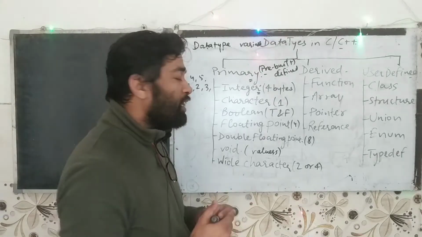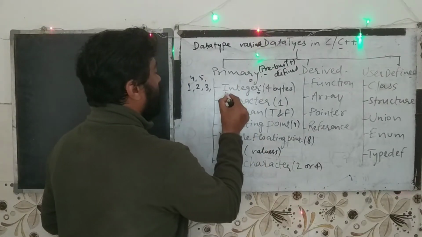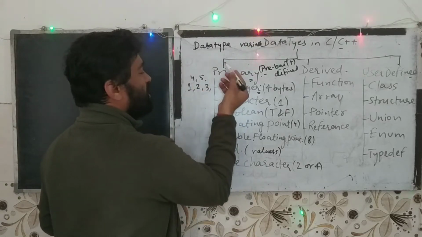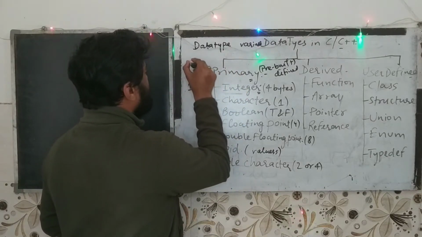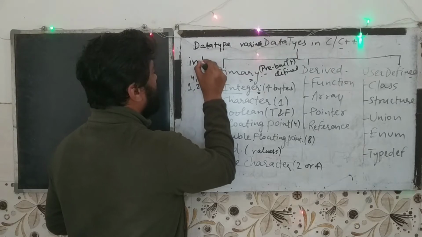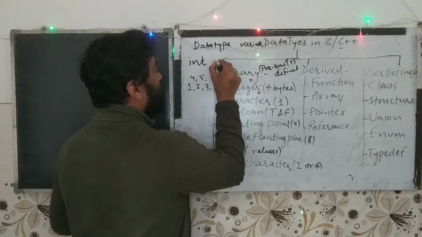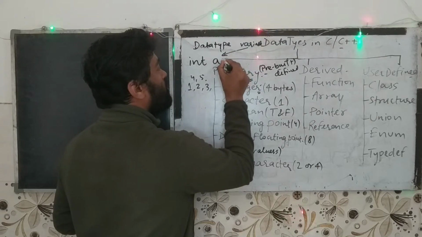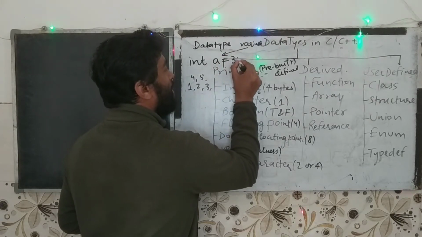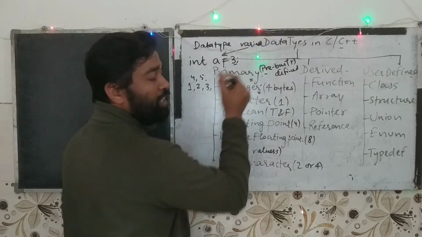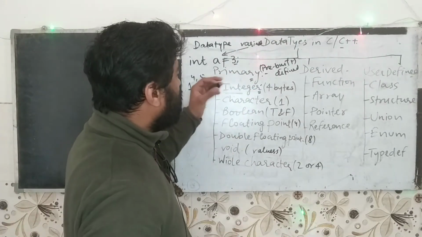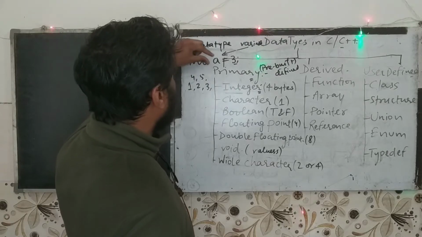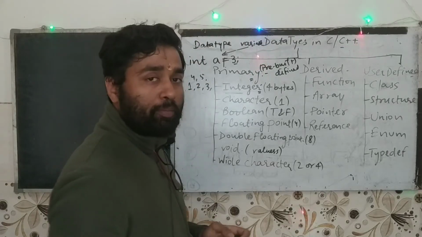You can use integer, that means it is declared as int, an integer, and a variable name which is used to store your value, for example, 3. So you can store your variable within this type of data type.